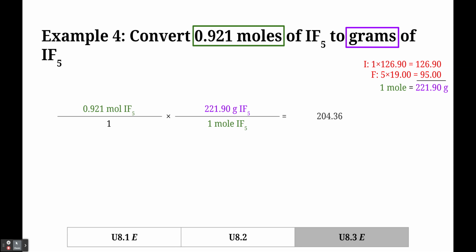And then we do our math. We get 204.36. Check our sig figs. We have 3 sig figs here and 5 on this one, so we're limited to 3. So then my final answer is just 204 grams.